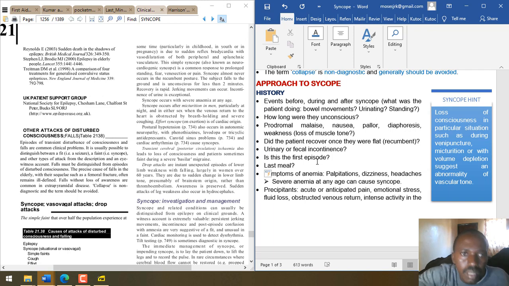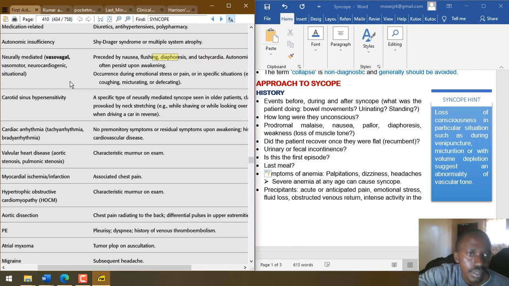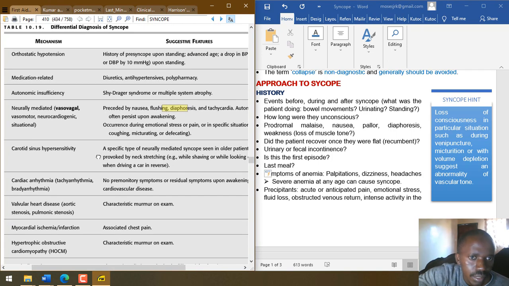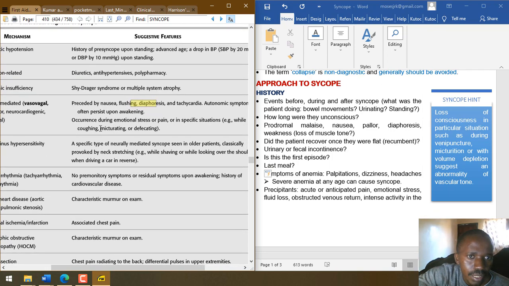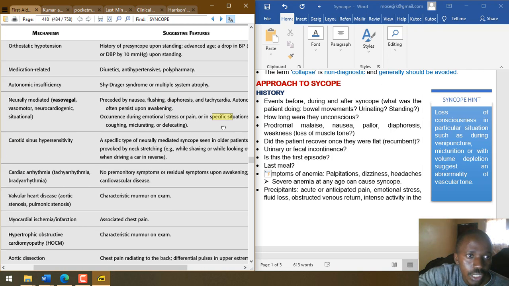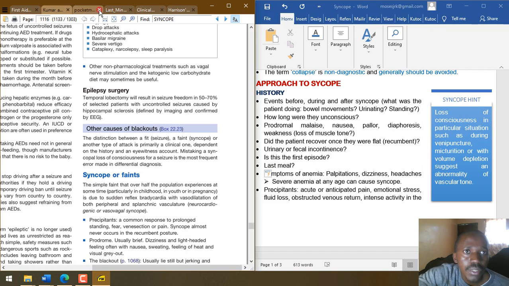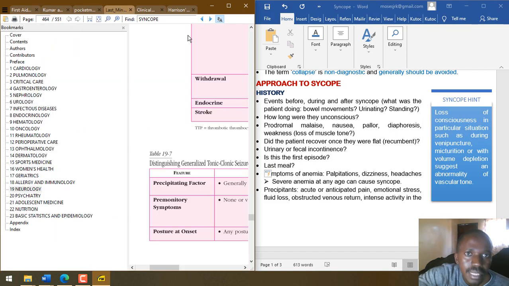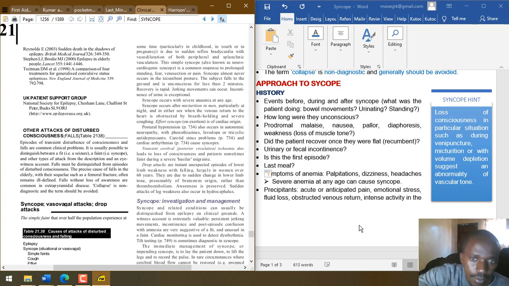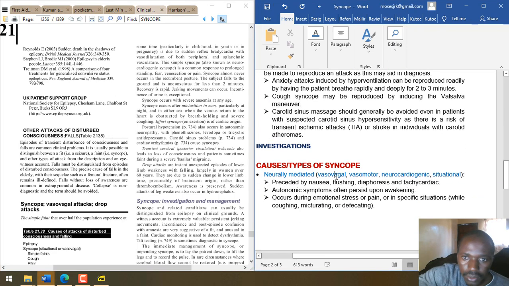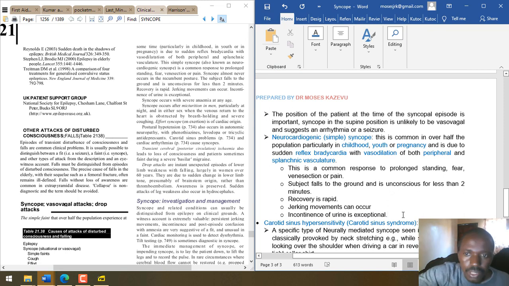Then syncope occurs after micturition in men, particularly at night, in either sex, when the venous return to the heart is obstructed by breath holding and severe coughing. So I think this should be situational type of syncope. As you can see here, it occurs in specific situations. So let's add this on the situational type of syncope.